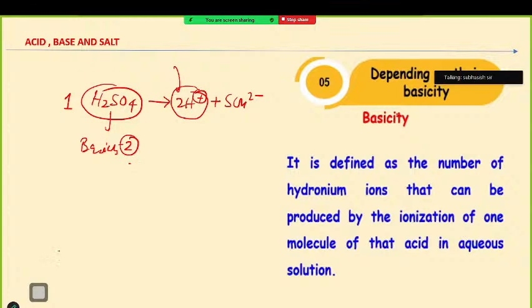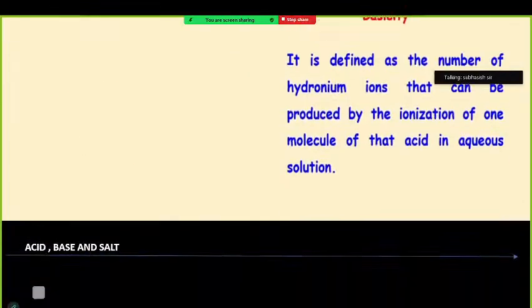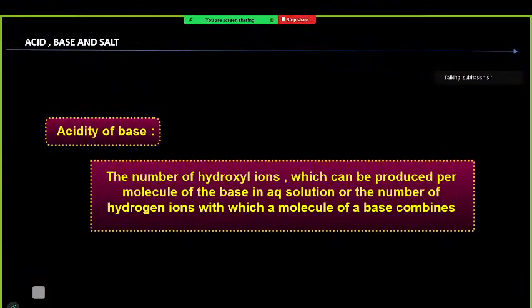How many H plus ions are produced from a single molecule of the acid in aqueous solution? Here you see that H2SO4 gives two H plus ions from a single molecule. That's why the basicity of H2SO4 is 2. So in case of acid, the term is basicity, but in case of base, the term is acidity of base.